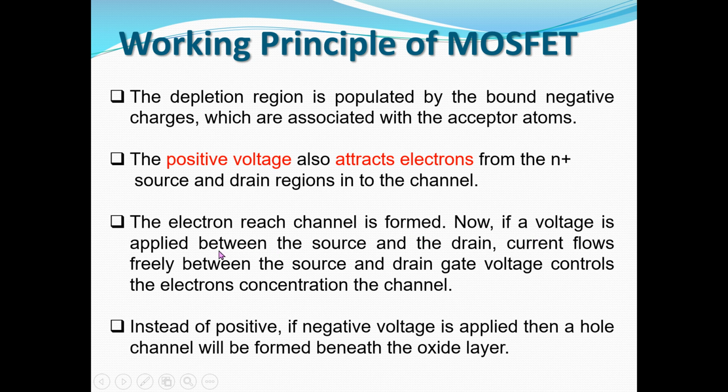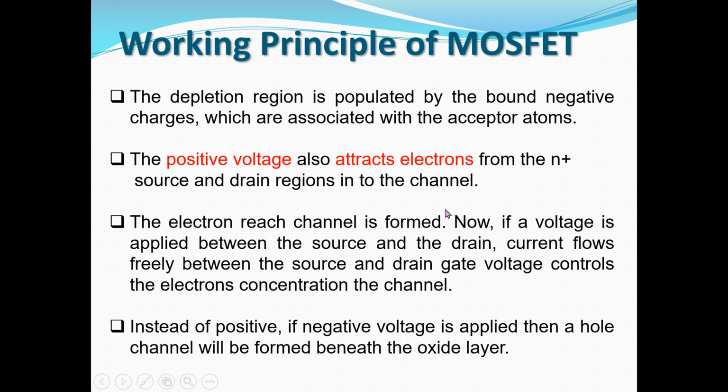Now if a voltage is applied between the source and drain, the current flows freely between the source and drain. So how does the current flow? Whenever you apply the voltage, the electrons which are formed here in the channel get activated and move from source to drain. This motion of electrons is what we call current flow.